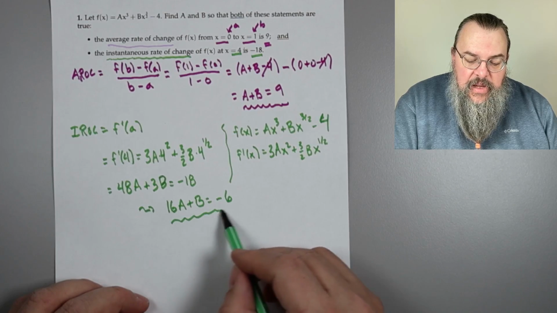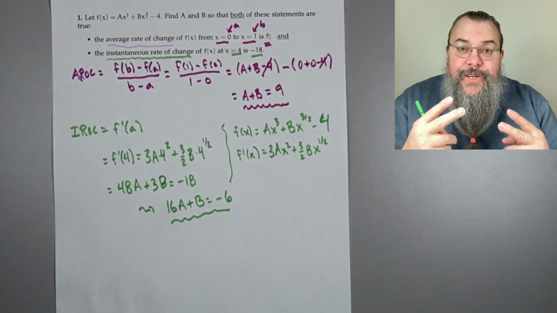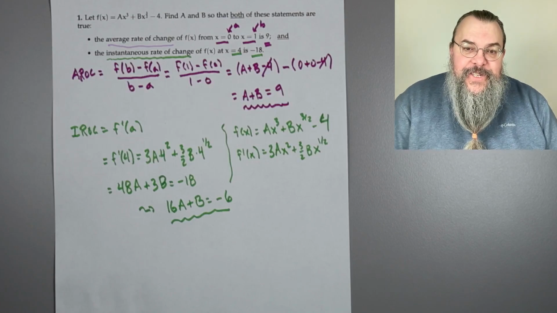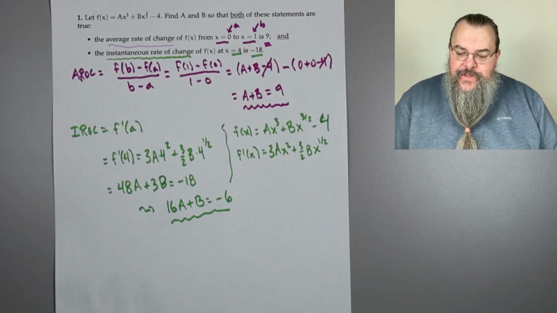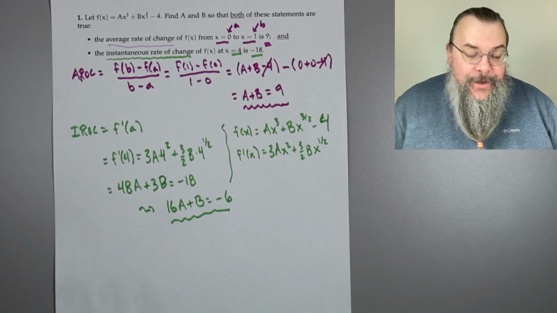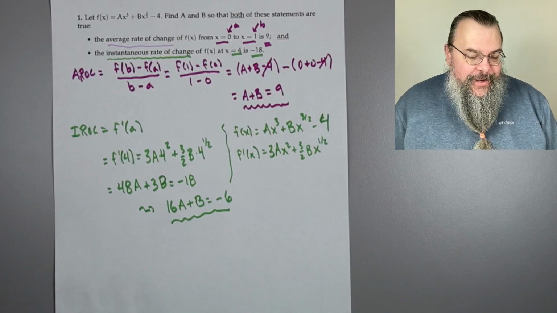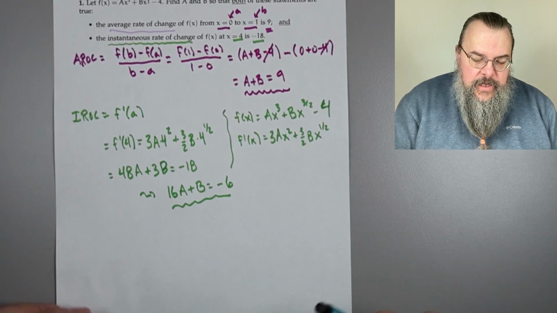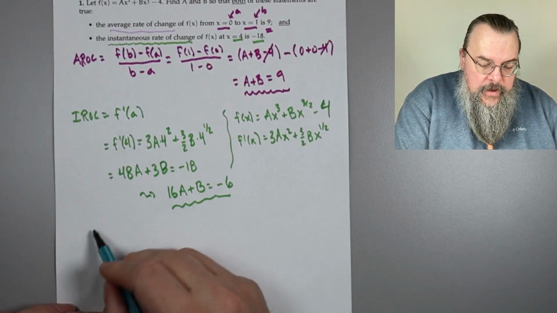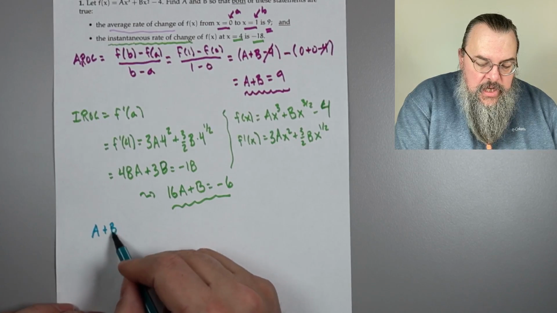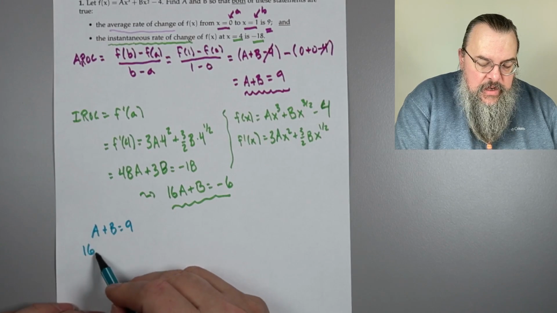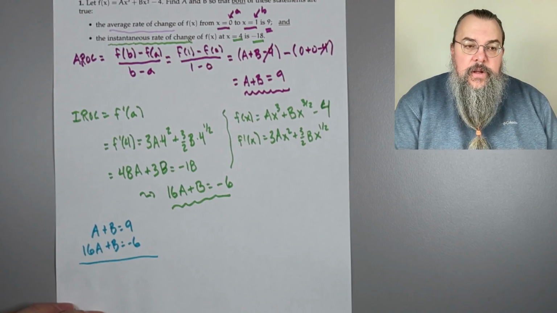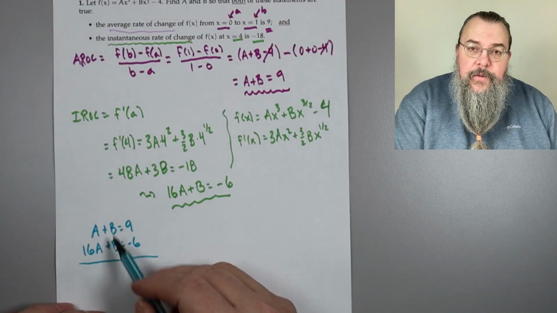Okay, second equation. Now we have two equations, two unknowns. Perfect. This is our favorite scenario. We love 2 equations, 2 unknowns. Or at the very least, we're going to get really good at solving them, because we're going to see them a lot throughout calculus. So here we go. We have our a plus b equals 9, and 16a plus b equals negative 6. And let's combine them. Notice they both have b's.